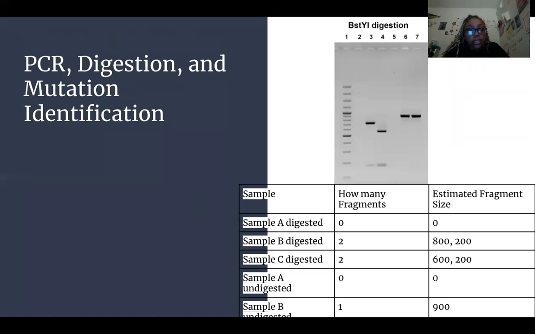And here is our PCR digestion and mutation identification lab. The goal of this lab was to digest the 3 PCR products using a restriction enzyme, and then distinguish the mutant MSH2 from the wild type MSH2, and then run those digested products on agarose gel to determine which plasmid DNA contains the mutant MSH2 insert. We used 3 samples, A through C again, and we digested samples A through C, and then we used undigested samples of A through C as well.